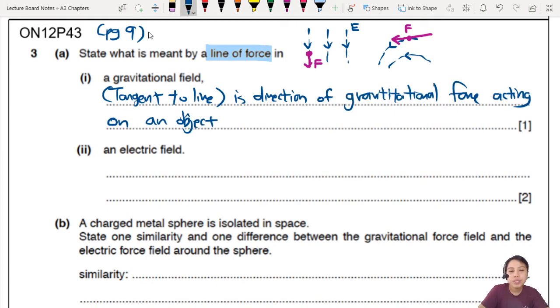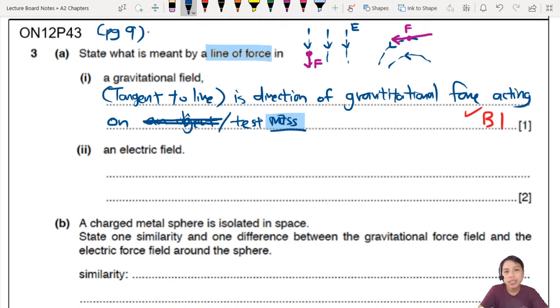Now the nicer way to say this is actually to say a test mass. Why test mass? Because then you know what exactly is the quantity that this force is acting on. It acts on a mass. So mass would be an important thing in gravitational field. So you say an object, yes, but we want to level up a bit for A2. So let's say test mass. This is just one mark, so an independent mark if you describe it this way.